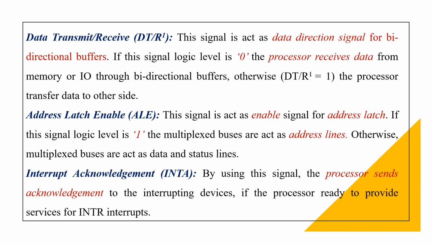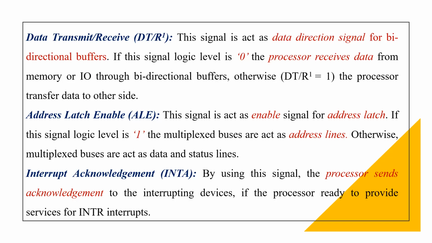If the signal logic level is equal to 0, the processor receives the data from memory or an IO device through bidirectional buffers. Otherwise, your processor transfers the data to the other side. That is, the data is transferred to memory or an IO device by using the data lines.